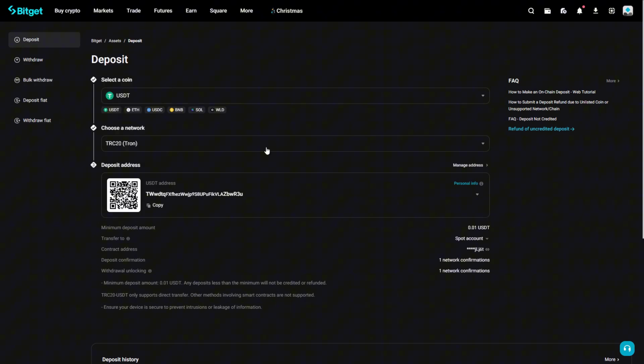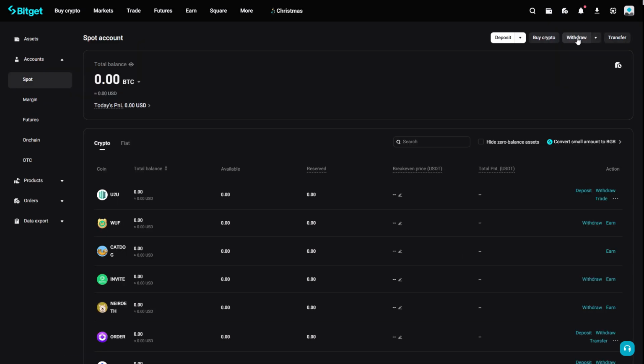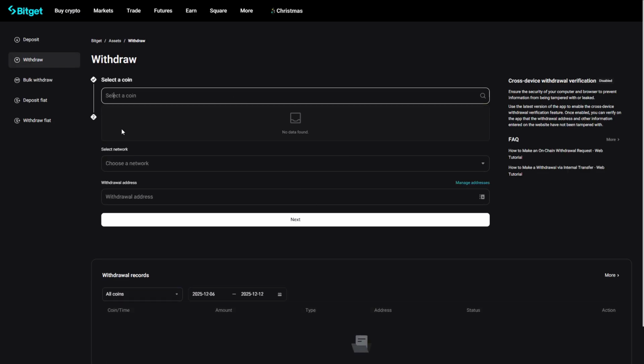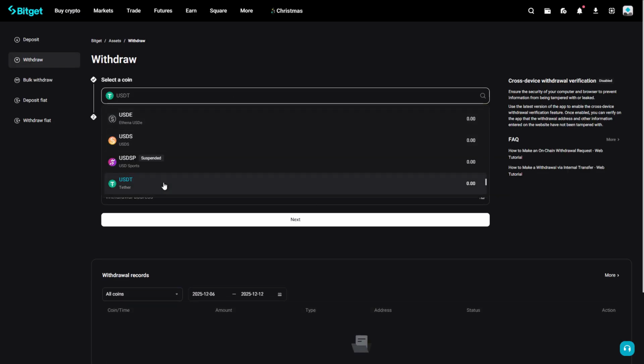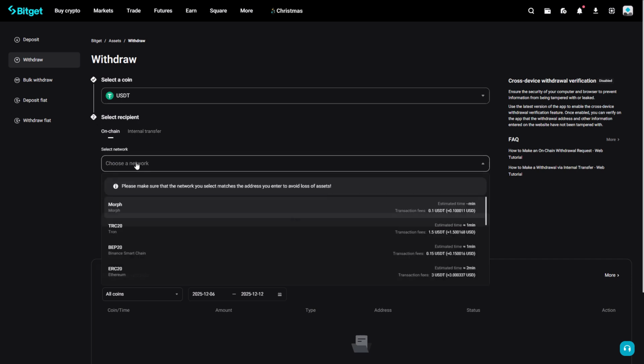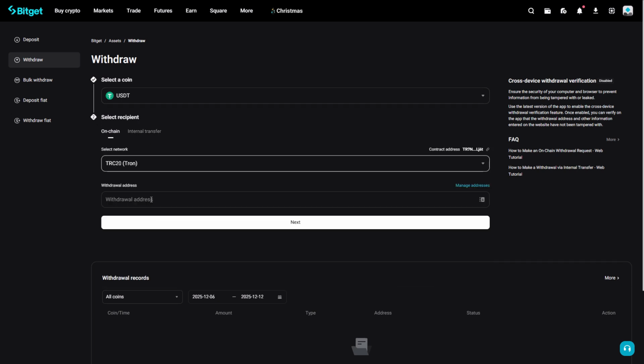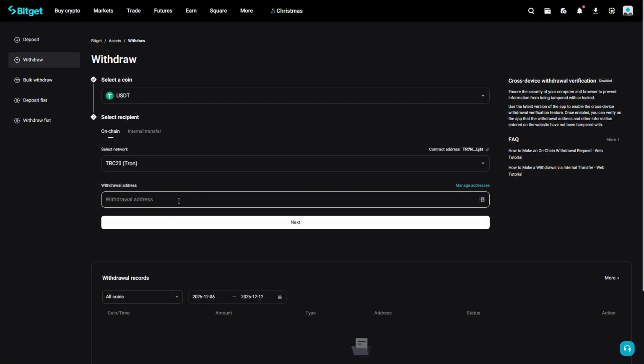Now let us quickly cover how to withdraw crypto from Bitget. Go back to Assets, then click Withdraw. Select the cryptocurrency you want to withdraw. Let us choose USDT for this example, then choose the network and paste the destination address. This is the address from your external wallet or another exchange. Enter the amount you want to withdraw, and Bitget will show you the network fee.